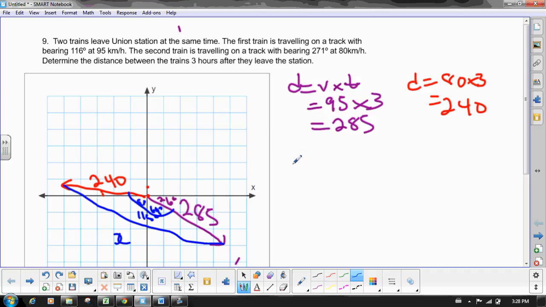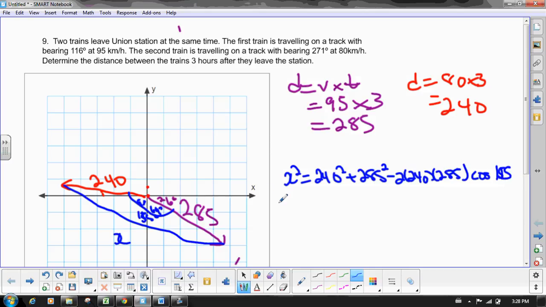Now that I have that information, I can use the cosine law. So x squared is going to equal 240 squared plus 285 squared minus 2 times 240 times 285 multiplied by the cosine of 155, sorry, not 15, so I can't add. So that's 155, we'll make that adjustment here. When you use your calculator to figure that out, you're going to get an answer of about 513 kilometers.